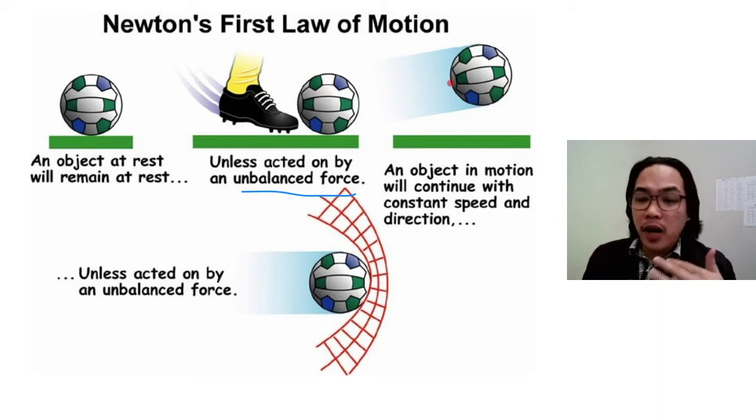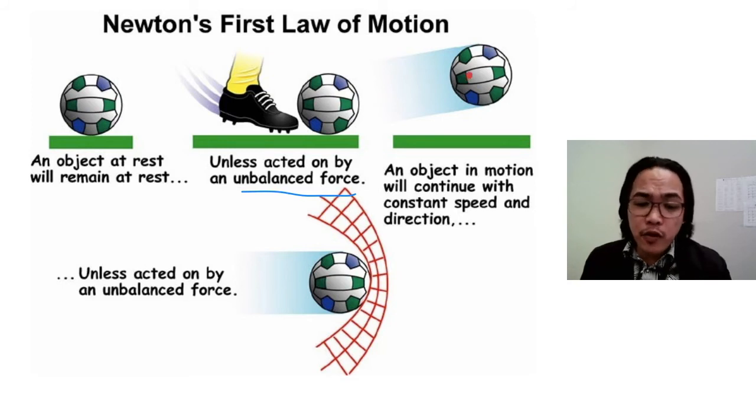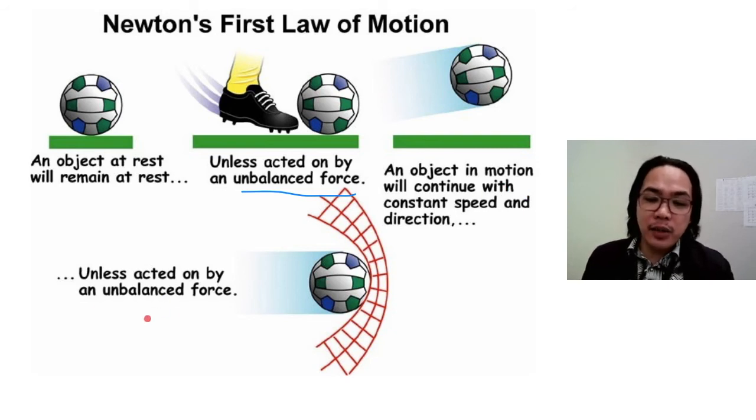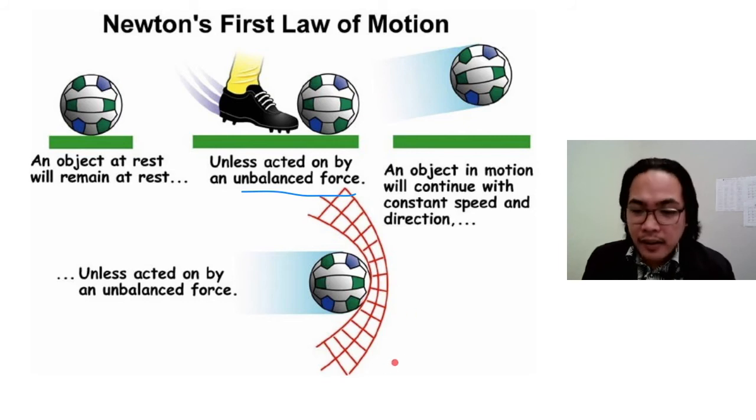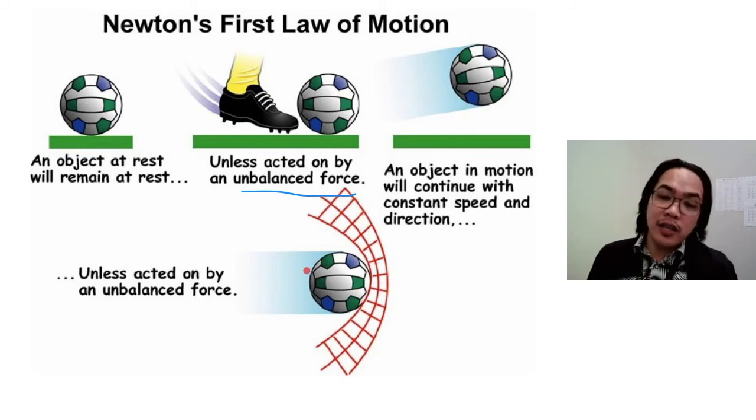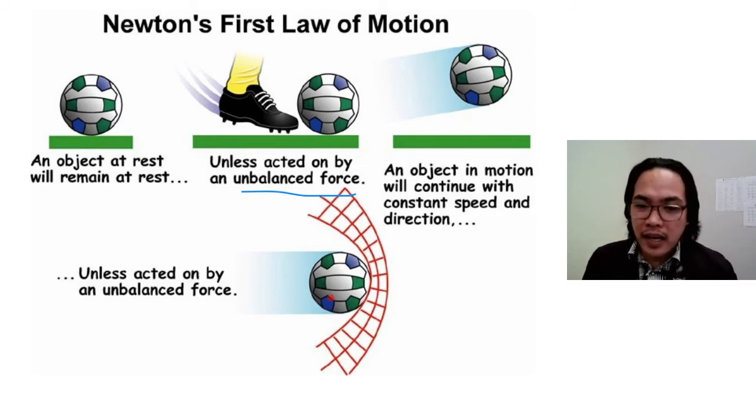And then once the ball starts moving, it will continue to move at a constant speed and direction. So how can we stop it from moving? We need to act again, or we need to have an unbalanced force. So it will stop moving unless acted upon by an unbalanced force. Your unbalanced force here is coming from the net, and it will allow your ball to stop moving because an unbalanced force is applied to it. Okay, so that is basically your first law of motion.